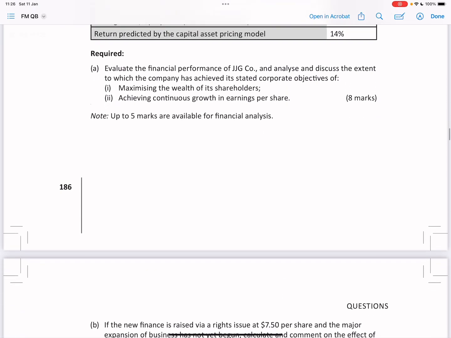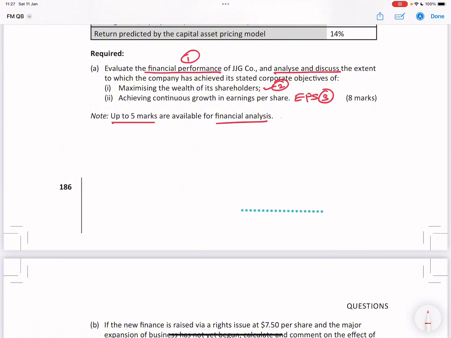The requirement A says, evaluate the financial performance of JJG Co, then analyze and discuss the extent to which the company has achieved its stated corporate objectives of number 1, maximizing shareholders' wealth, and number 2, achieving continuous growth in earnings per share. All right, so 3 things are involved here: the financial performance of the company, the shareholders' wealth assessment, and EPS growth as well. And they even made it so clear that there will be 5 marks for financial analysis, which means you need to perform financial analysis, right?